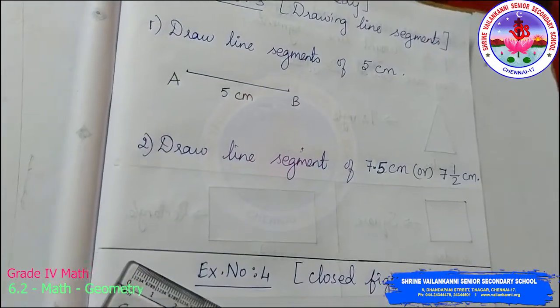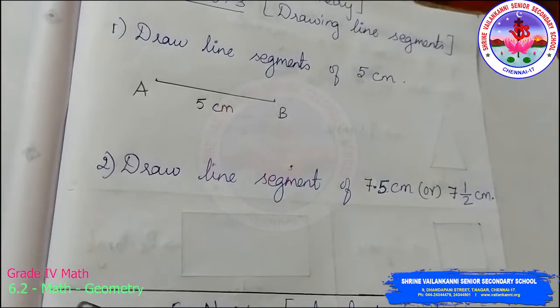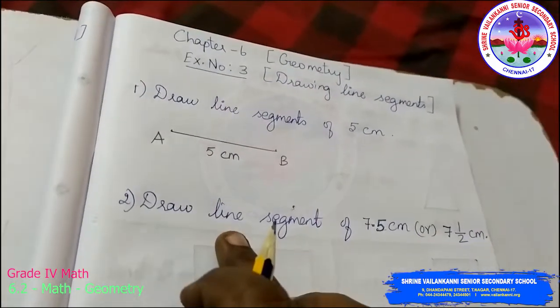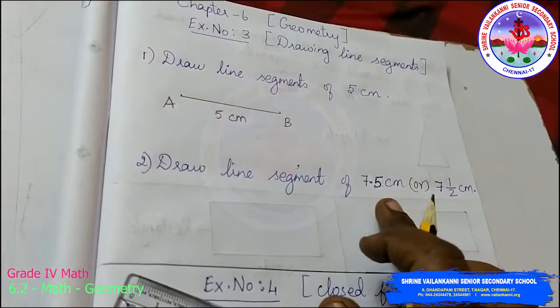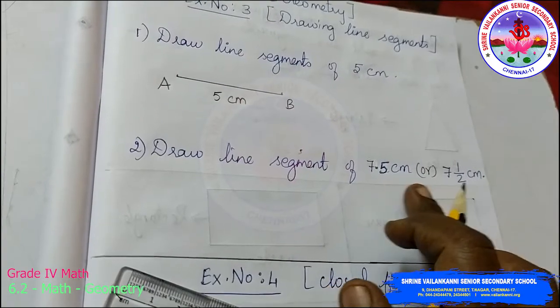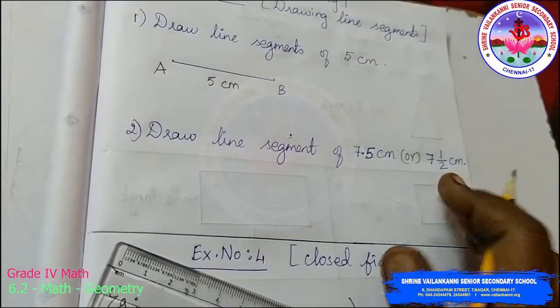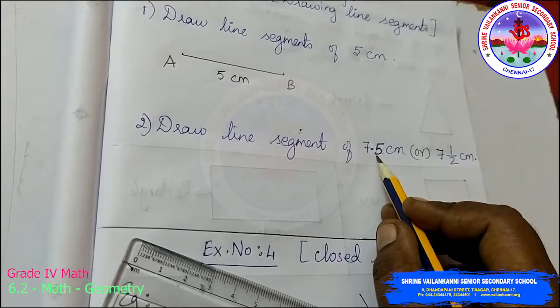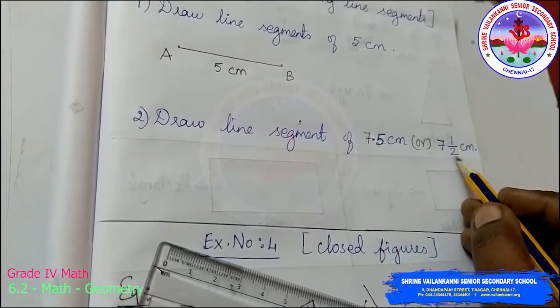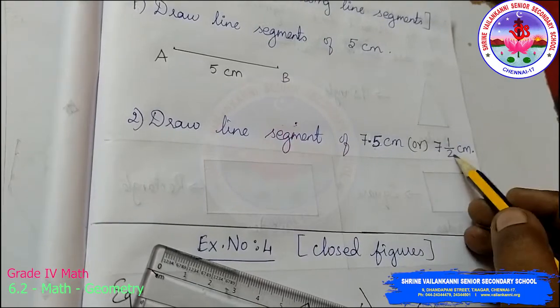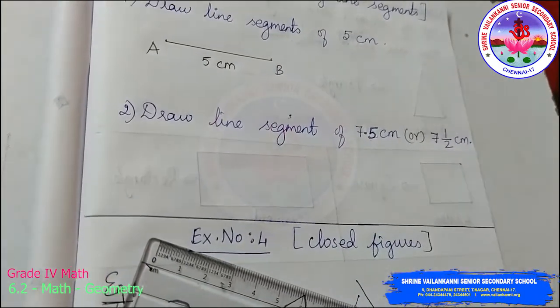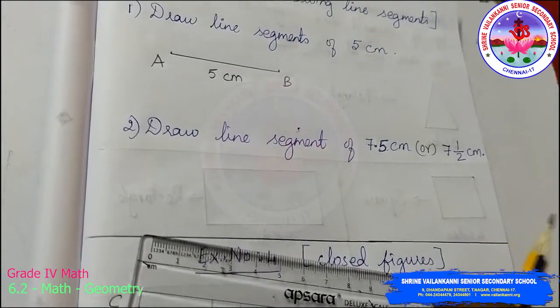Okay, so now you are going to do another sum. Draw a line segment of 7.5 centimeter or 7 1/2 centimeter. See, 7.5 or 7 1/2, both are the same measurement.